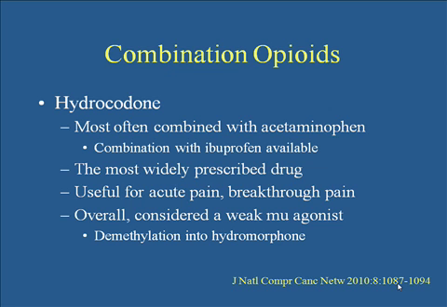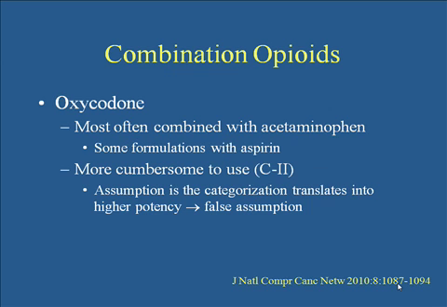Do not be confused with that statement in assuming that it's a weak opioid. It undergoes demethylation into hydromorphone, but nonetheless, it's a very effective agent. Arguably, hydrocodone at 5 milligrams is roughly equivalent to oral morphine at 5 milligrams. So it's a very useful opioid, and I think part of the reason it's used so much is it's a C3 at this point in time.